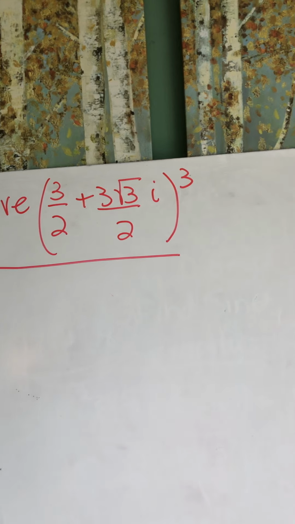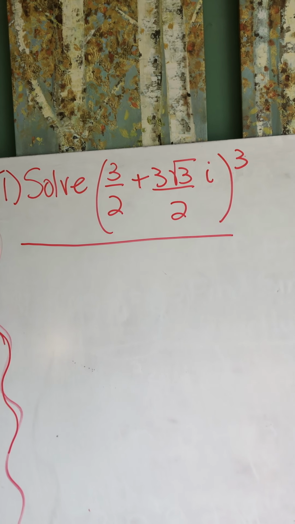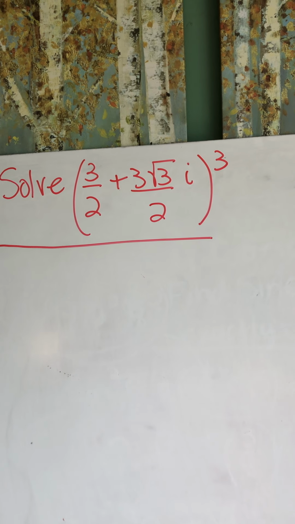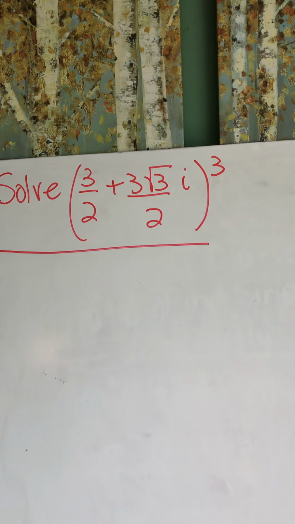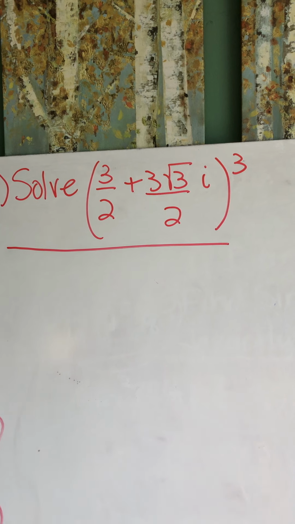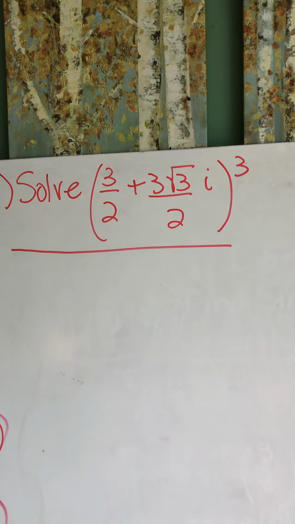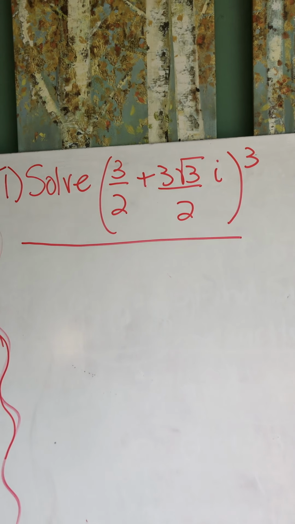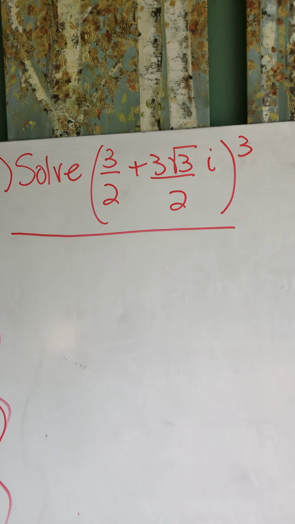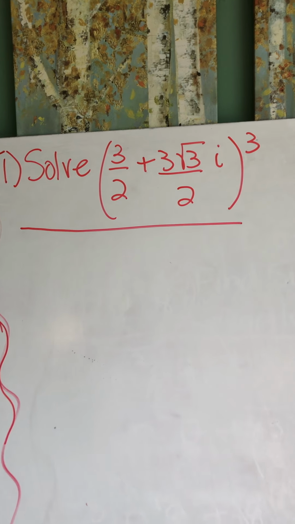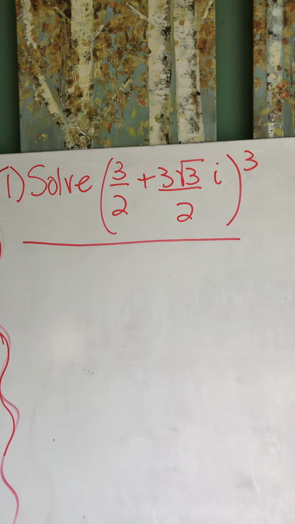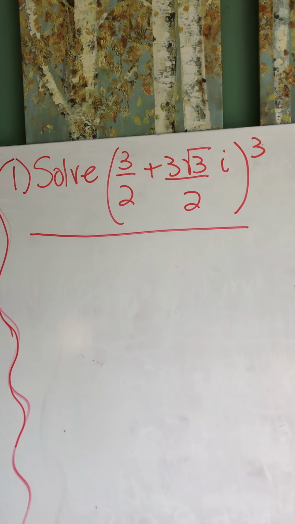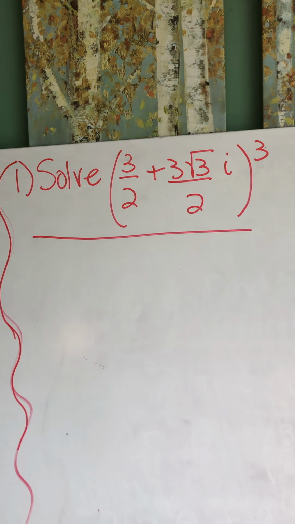You might want to ask on this problem, well, couldn't I just multiply 3 halves plus 3 square roots of 3 over 2i by itself 3 times and work it out? Sure you could. It would be a mess, but it's certainly doable. Two problems with that. Problem number 1, the answer is, I believe, a negative 27. We'll find out at the end. You're like, wow, I have to do all that work to get a negative 27. Isn't there an easier way?